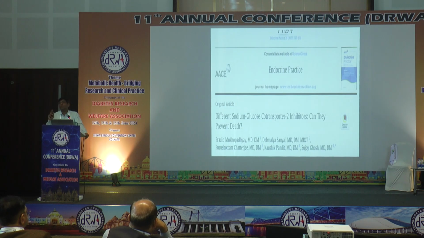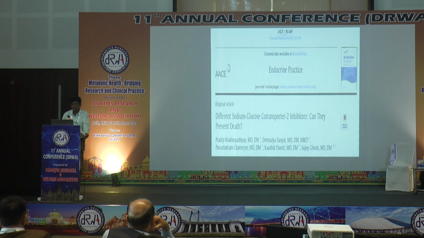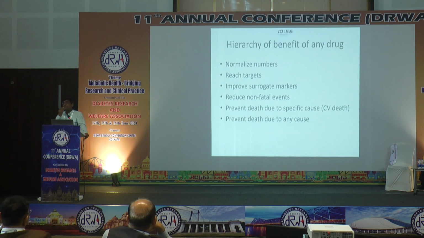So we went on to do 2 meta-analyses to try and look at what these drugs really do. First of all, do they prevent deaths? This we published in Endocrine Practice. And whenever you're talking about a drug, say for example a statin, the first thing you want is that the numbers will normalize. Then you will look at whether the targets have been achieved. And you look at surrogates.